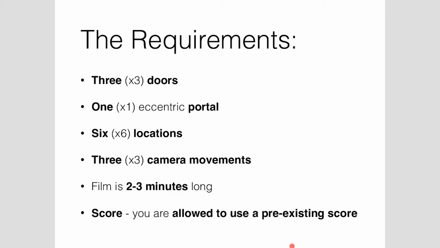Good. So your film is 2 to 3 minutes long, and we've told you that you are allowed to use pre-existing music, but we encourage you to try and create your own soundscape. If you're making your own soundscape, I always encourage my students to have 3 layers of sound.